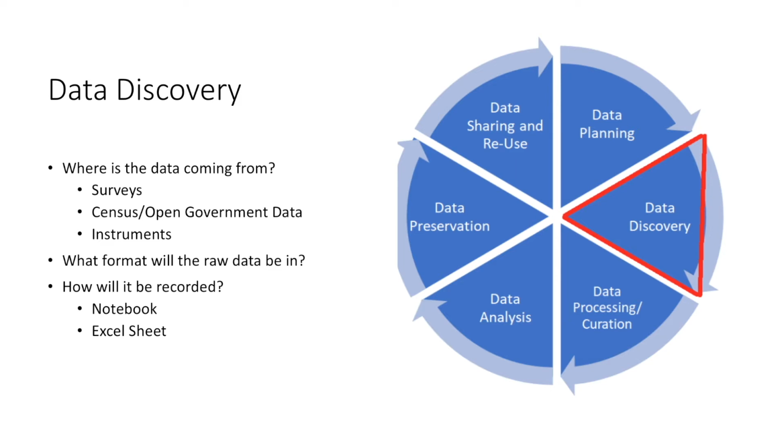Once you know what type of data you need to help you answer your research question, it is easier to answer the questions listed on this slide. What format is the raw data in? How are you recording this data? Or another way of phrasing it is, how will you do data entry? Is the data going to be transcribed into a notebook or onto an Excel sheet that is being stored on a hard drive? Where is the data coming from? What format will the raw data be in? And how it is recorded will affect the next step of the research data lifecycle.